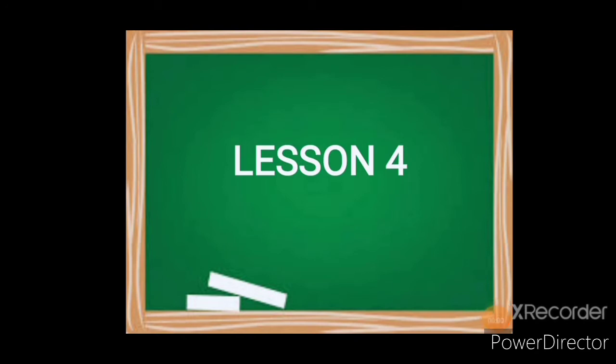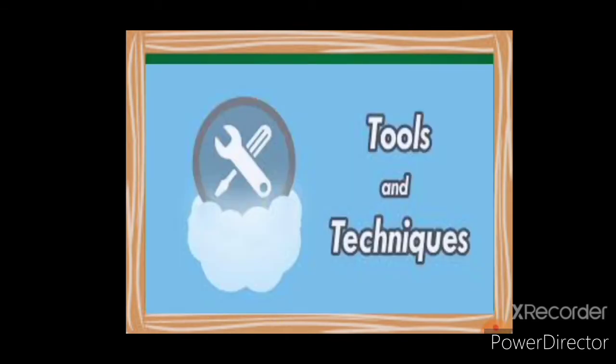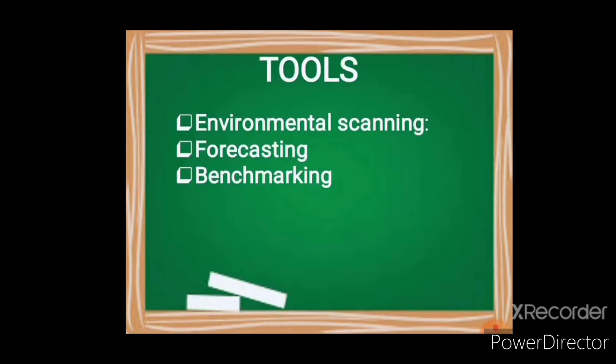Okay, let us now proceed to lesson 4 in chapter 3, which is planning. Our topic is all about the tools and techniques. So what are the different tools? Number 1, environmental scanning. When we speak of environmental scanning, we are talking about scanning the market. We will be looking into the different strengths, weaknesses, opportunities, and threats in the market.